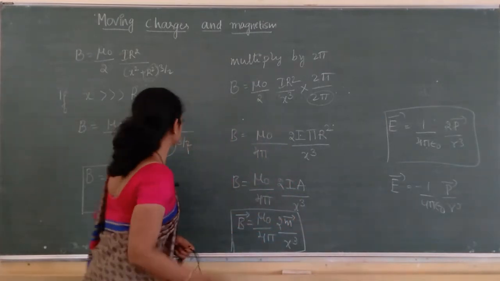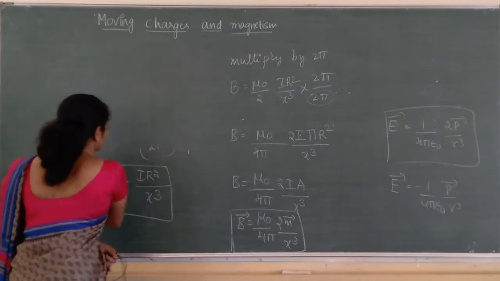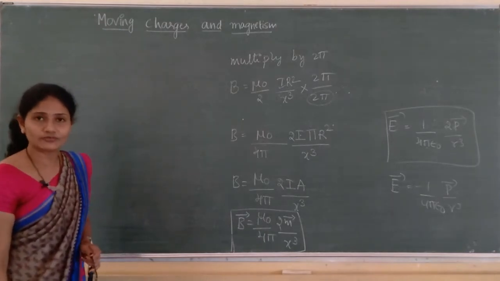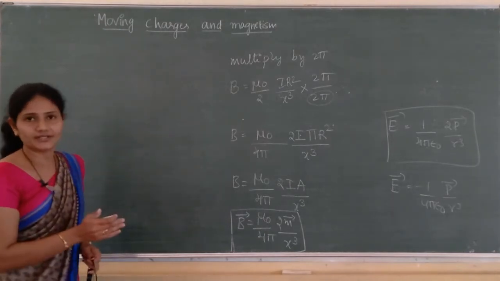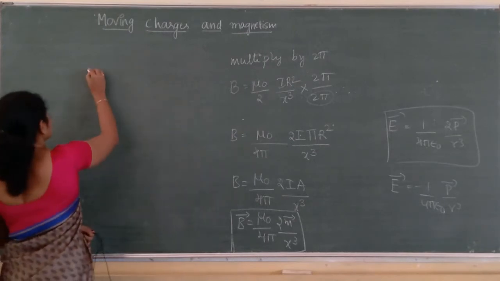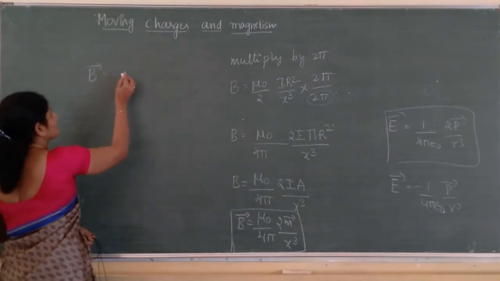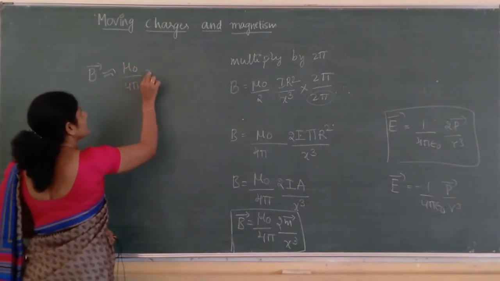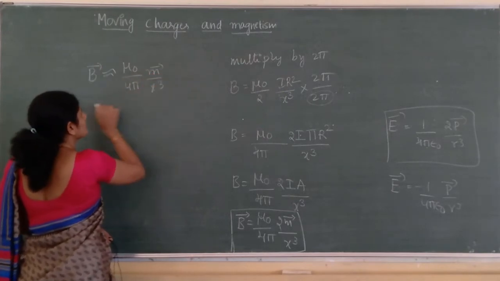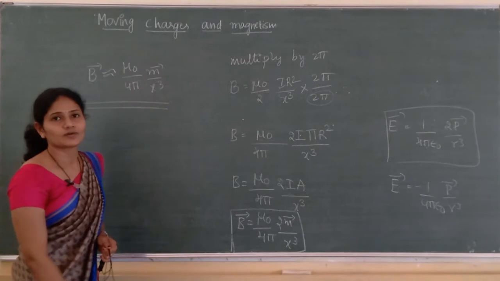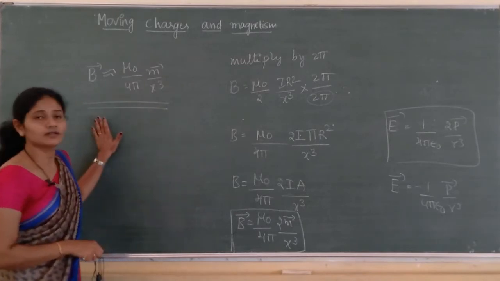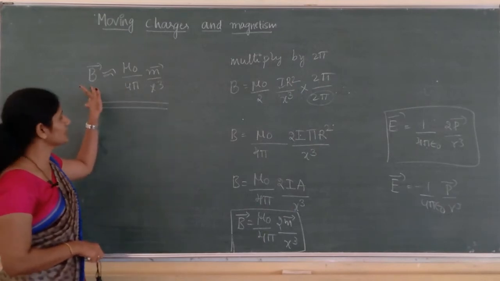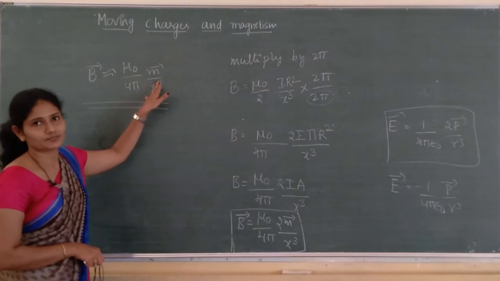Let us see what is the expression for magnetic field in terms of magnetic moment on the equatorial plane. On the equatorial plane, B vector is approximately equal to mu naught by 4 pi M by x cube. This is the expression for magnetic field on the equatorial plane. Relation between magnetic field and magnetic moment.